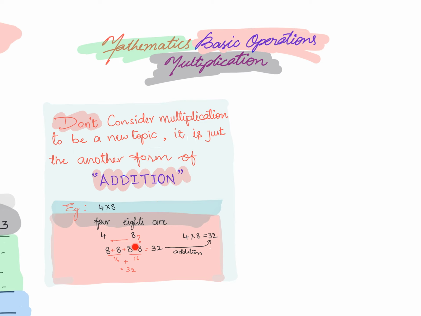So how many 8s are there? 4 8s. How much does it give? 8 and 8 is 16, and these two 8s are 16, and 16 and 16 gives 32, right? So 4 eights are 32. Here, if you observe, I did nothing but addition. So we can conclude that multiplication is another form of addition.